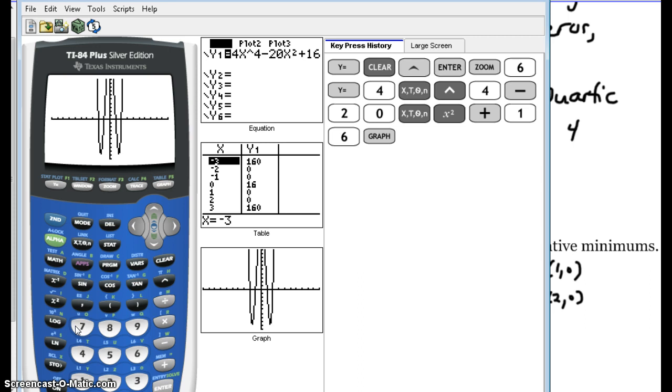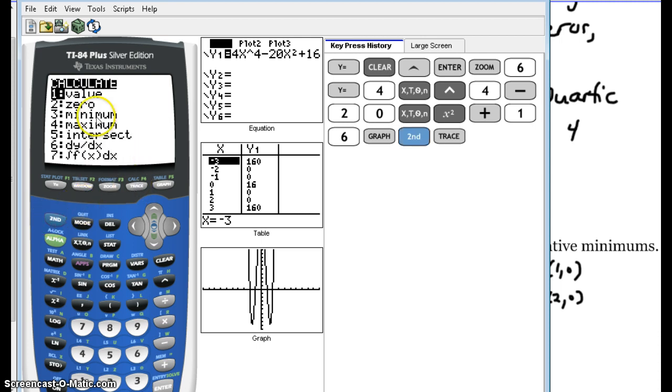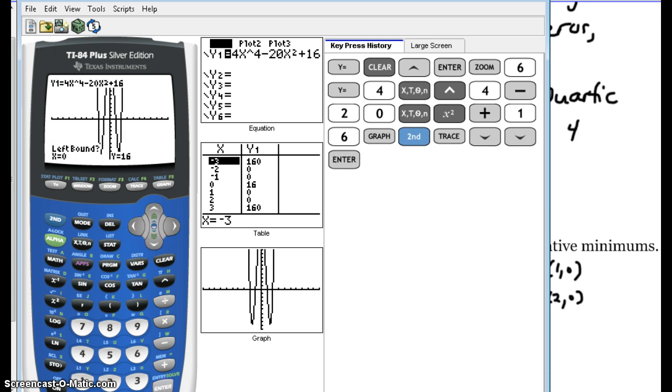So let's pick up right there, and we're going to solve them by finding them using second trace to calculate. And we have two mins to find. So let's start with one of those, second trace, and then for minimum we'll hit 3. When we go to find the maximum, we'll hit 4. So in this case, we're finding the first minimum, and we hit 3. Now again, the same calculator steps as the 0. You just have to make sure you're to the left of the minimum.